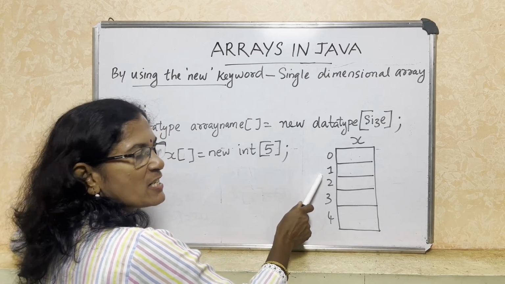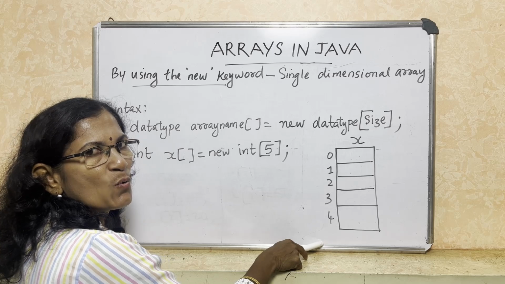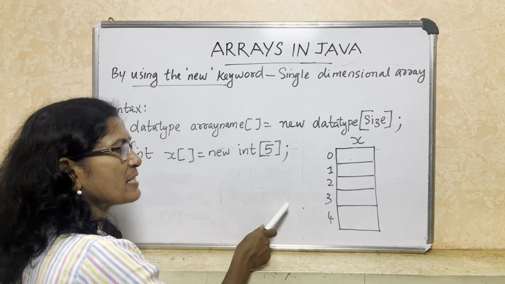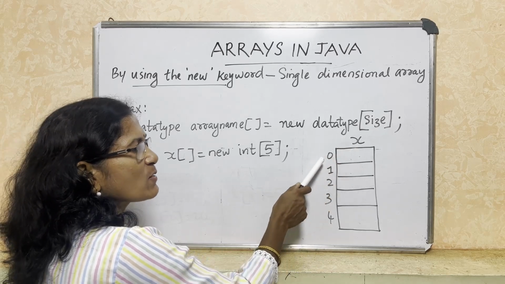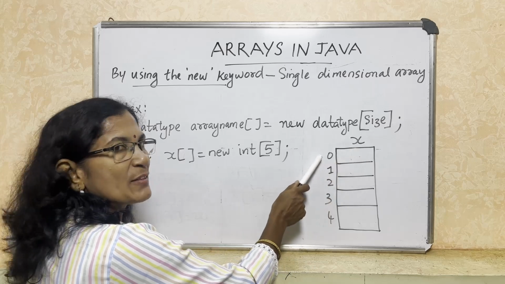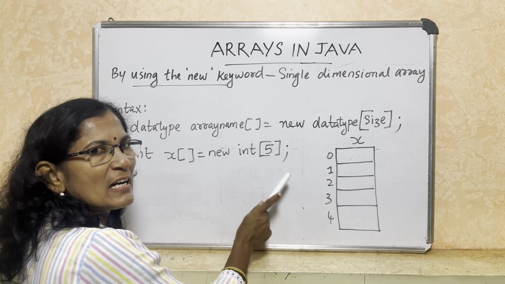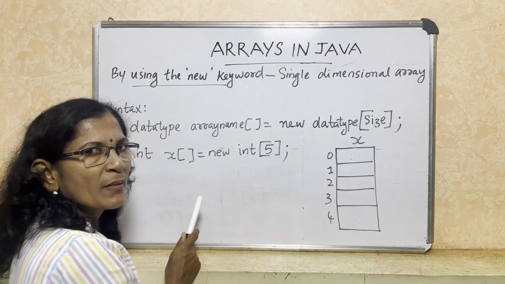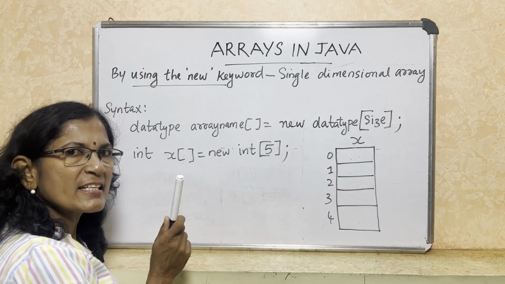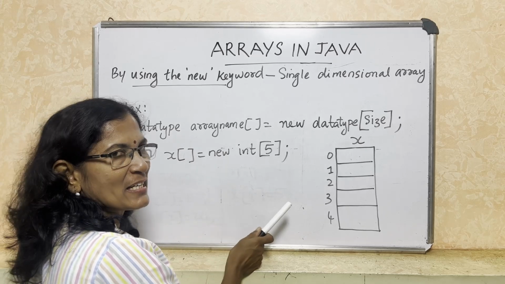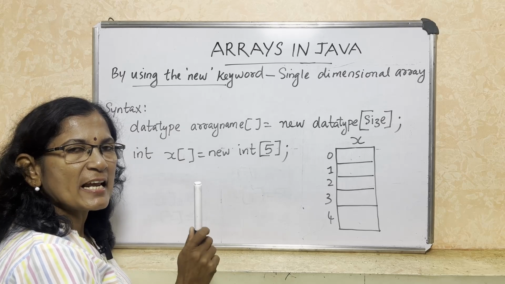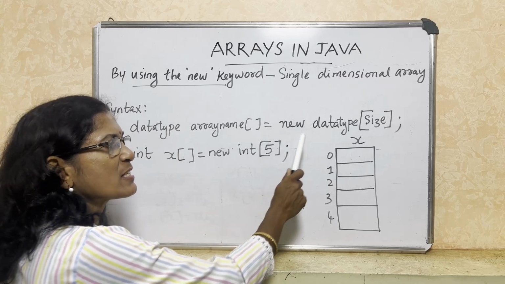Each storage location is uniquely numbered with the subscripts or index numbers. Array index starts from 0. The first index of the array is 0 and the last index of the array will be 1 less than the size of the array. In this case, an array is created with empty storage locations. Now we have to use statements to assign values to this array.